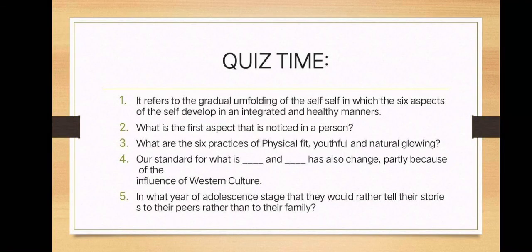This time, number one, it refers to the gradual unfolding of the self, in which the six aspects of the self develop in an integrated and healthy manner. Answer is unpacking the self. Number two, what is the first aspect that is noted in a person? The answer, our physical self.